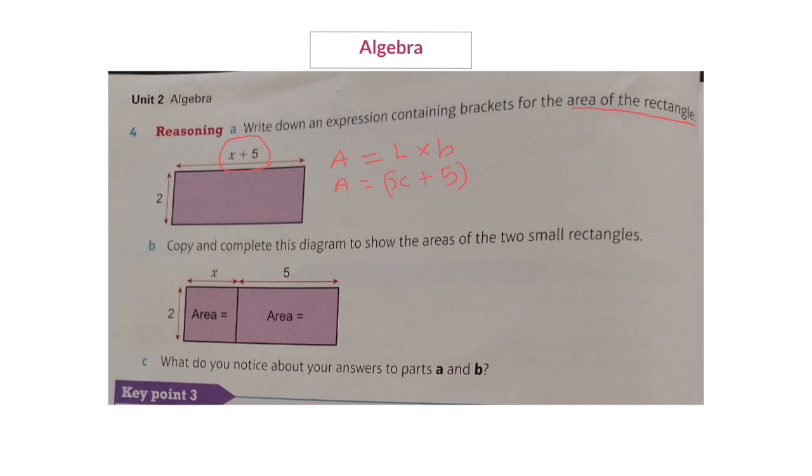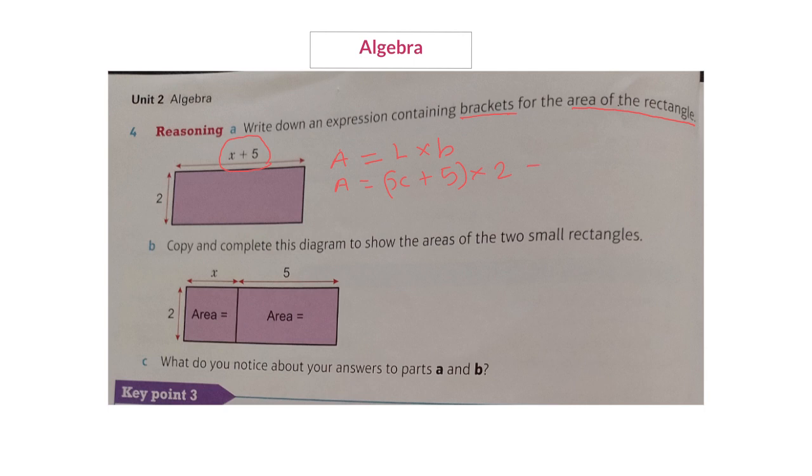And in fact, the questioner says an expression containing brackets. But an easy way for you to handle this problem is for you to put it in brackets. Now, what is the breadth? The breadth is 2, so times 2.